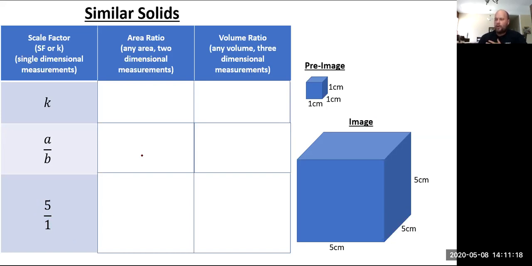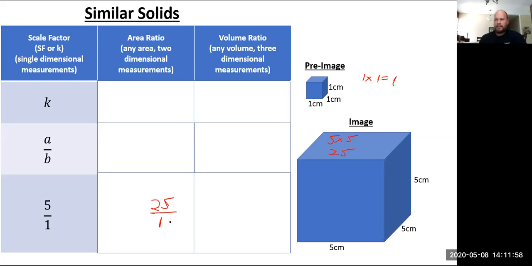Now, what happens as you look at the area of any of these pieces? So let's say we looked at the area of just the base. All right, so we could consider the top of the base here. Well, this is a 5 by 5 square. So if I did 5 by 5, that'd be 25. Up here, 1 by 1 is still just 1. So here we have 25 to 1.